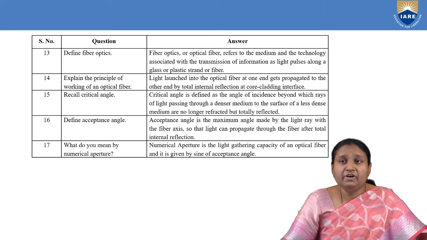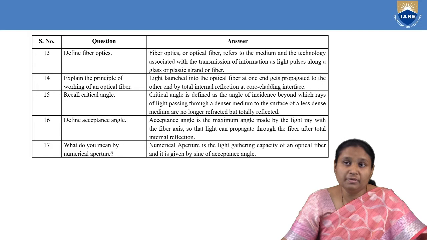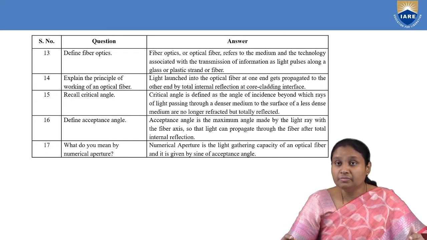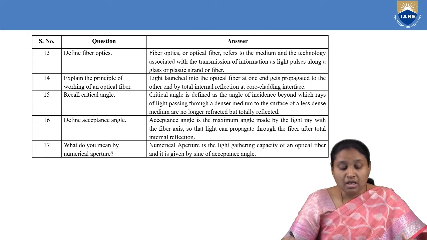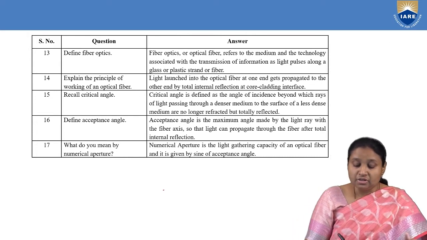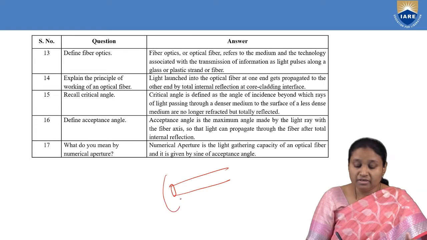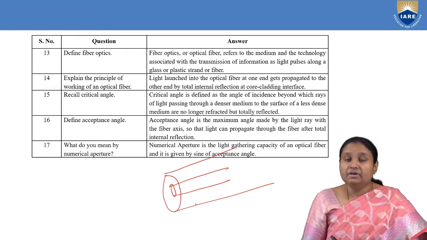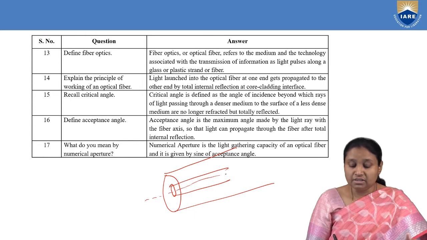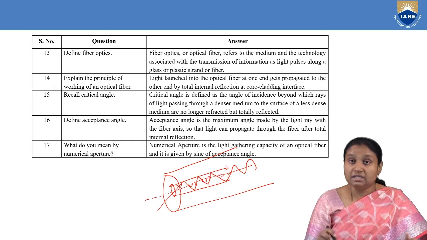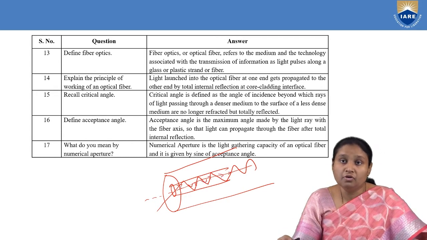Then define fiber optics. What is fiber optics? Of course, fiber optics is related to optical fiber, where we talk about transmission of information through a guiding channel, which is nothing but the fiber material, with negligible loss. And what is the principle of working of an optical fiber? We know that an optical fiber consists of a core and cladding, and information will be transmitted only inside the core. Once your light ray enters this core and strikes the core-cladding interface, it will undergo total internal reflection. It means that it travels only inside the core medium. That is the principle of working of an optical fiber.